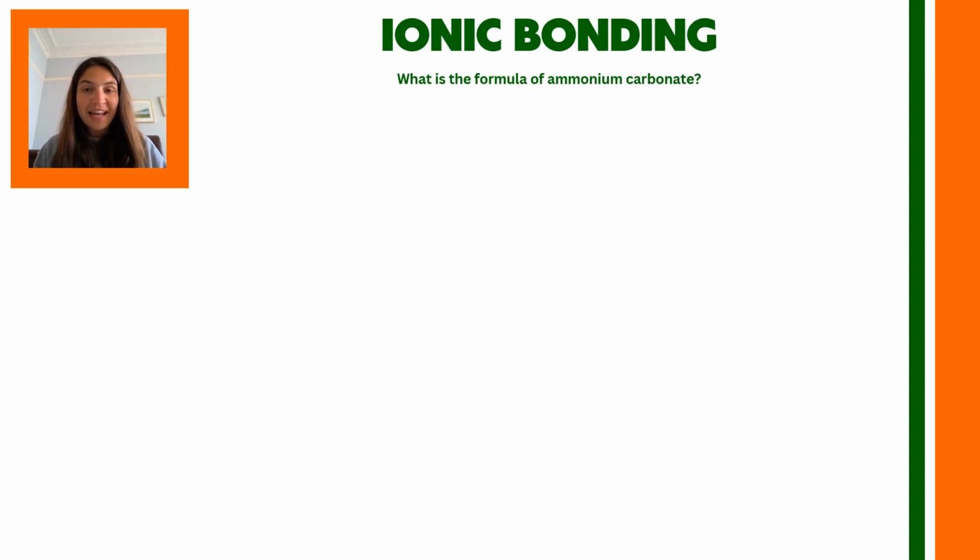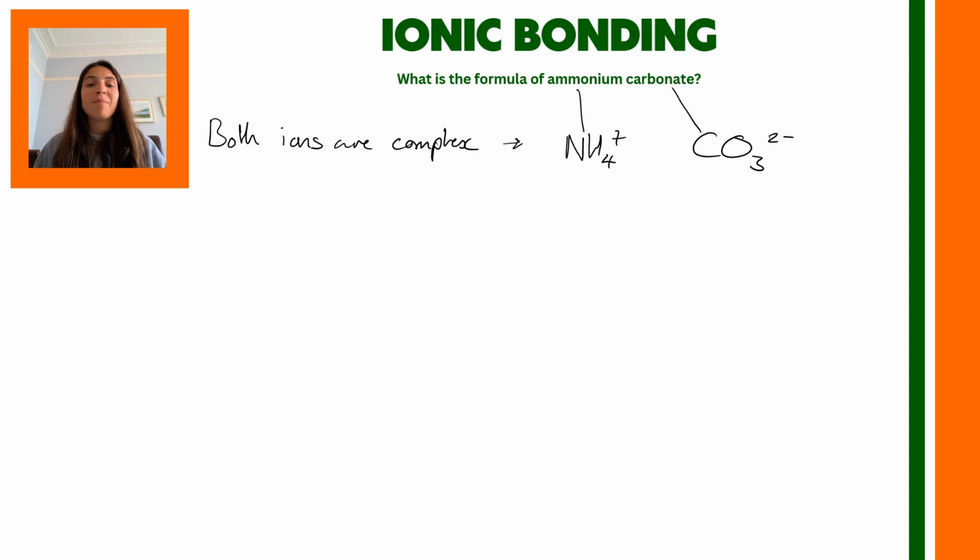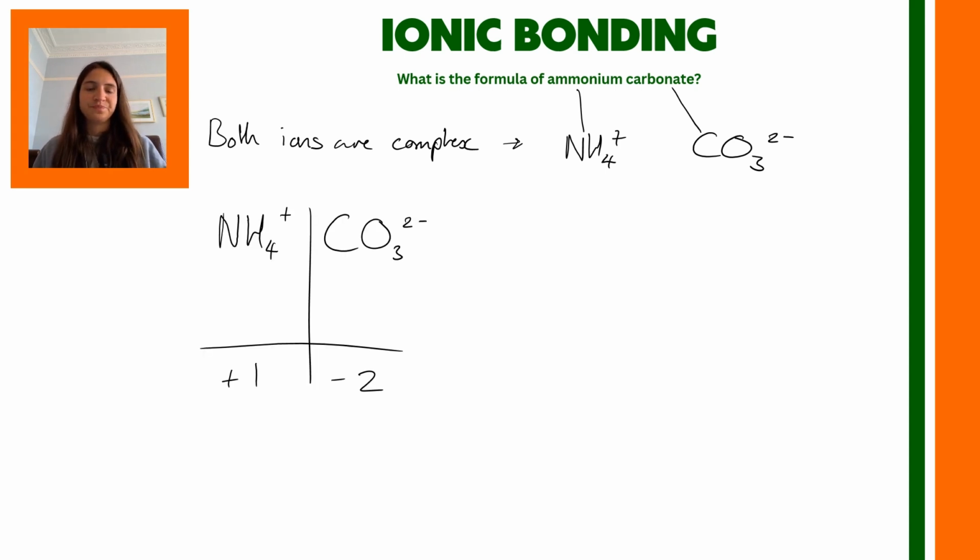Okay, now let's look at a slightly different example. What is the formula for ammonium carbonate? So, ammonium and carbonate are actually both complex ions, so ions that are made from more than one element. And these are two of the ones that we had to learn the structures of. So we've got NH4+ and CO3 2-.